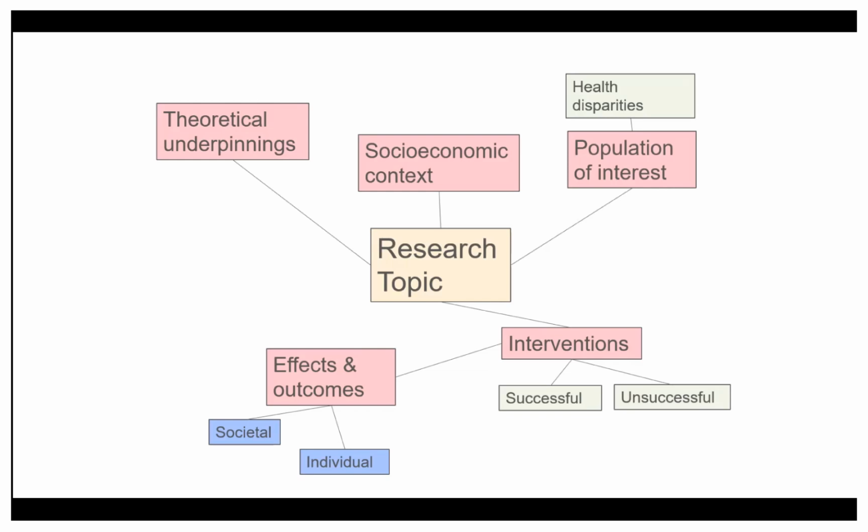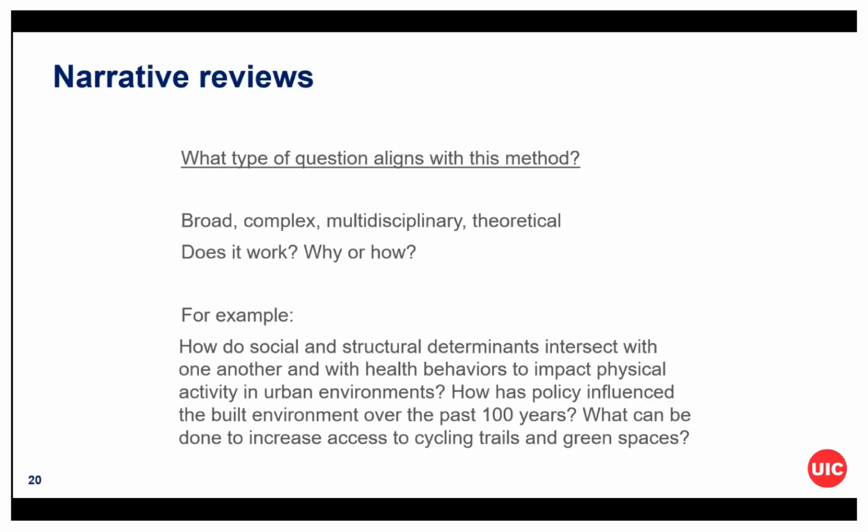So to paint a complex picture for your audience, in the center of the screen, we have the research topic in that, I don't know what color you would call that, a beigey yellow box there. There are other boxes linking to related areas such as effects and outcomes, interventions, theoretical underpinnings, socioeconomic context, and population of interest. And then you keep going more specific there. So this is just an idea of how to think about that literature review or your narrative review.